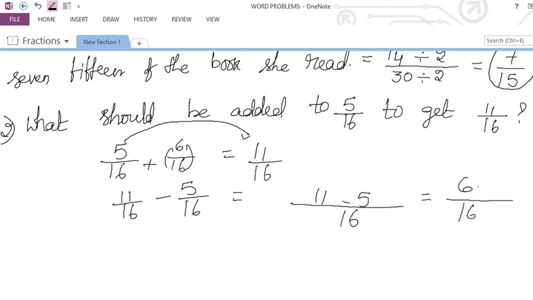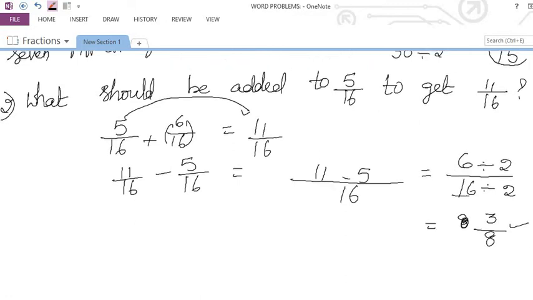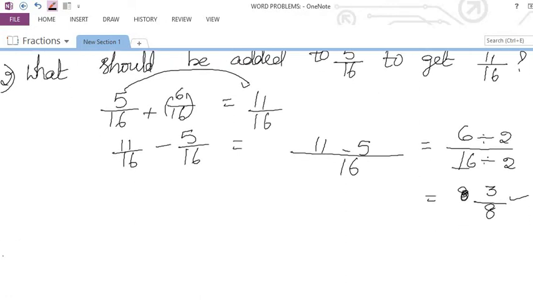So if you want, you can go further, that is simplification. The 2 table will come, 2 3s are 6, 2 8s are 16. So the answer is 3 by 8. Isn't it easy, children, for you? Yes, no?